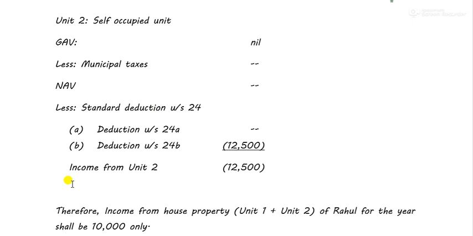Lastly, only one thing will be deducted in case of all self-occupied property. Write this somewhere in your copy. In case of all self-occupied property, only one item shall be deducted, that is interest on loan. Now when interest on loan is deducted, the income from unit 2 will come out negative. This is not income from unit 2, but a loss from unit 2.